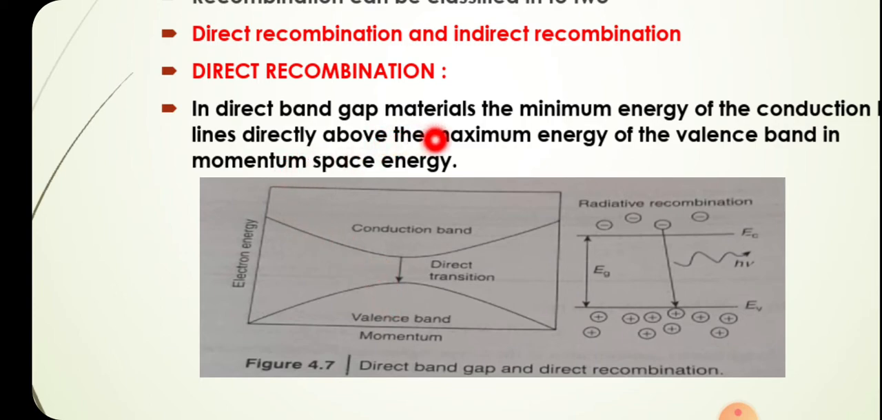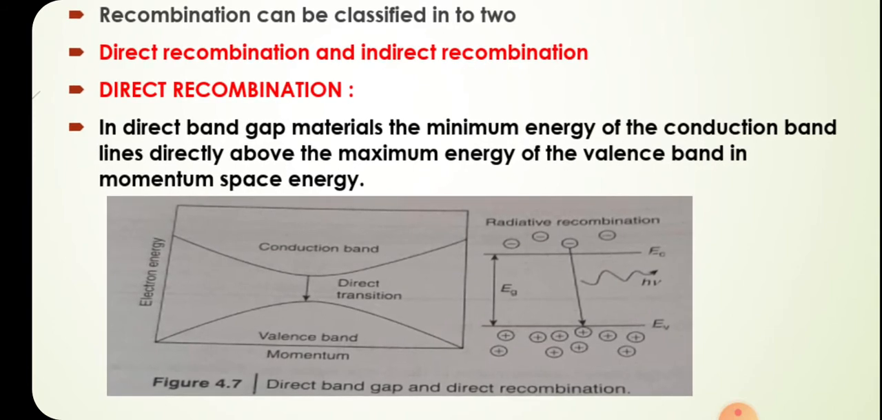That is, in the direct band gap materials, the minimum energy of the conduction band lies directly above the maximum energy of the valence band in the momentum space energy. See here, for a particular momentum you can see that the valence band energy is higher and at the same time the conduction band energy is lower. So at that point there is a chance of recombination of the electrons with the holes, so that the electrons in the conduction band directly come to the valence band and they can recombine with the holes in the valence band at a particular momentum. See, the condition is that both electrons and holes have the same momentum, then only this will happen.